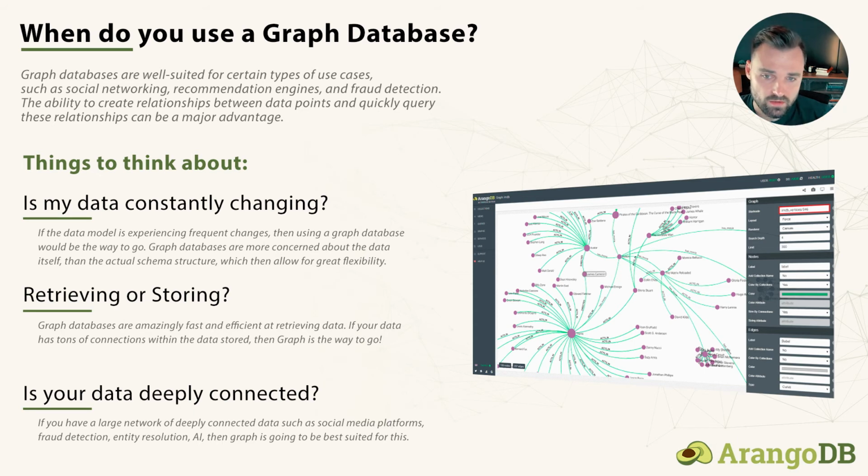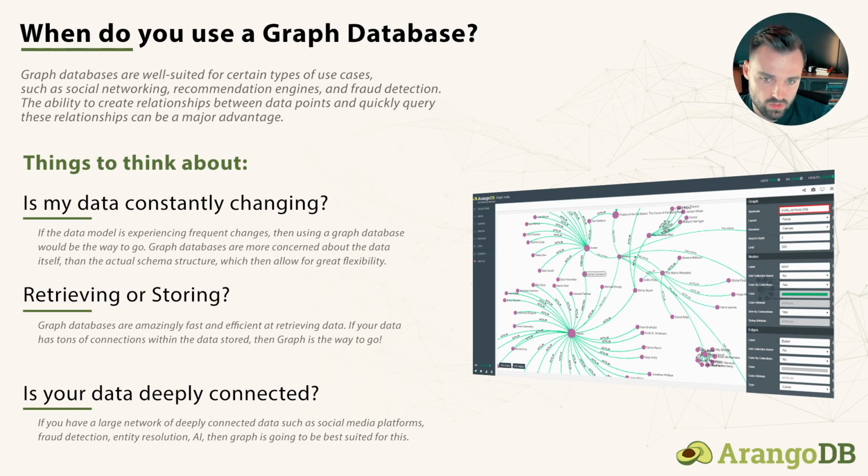If you think about it, graph databases are more concerned about the data itself than actual schema structures. When they store relationships between nodes in such a native way, it ends up making queries about relationships extremely fast and easy when compared to a relational database, for example.